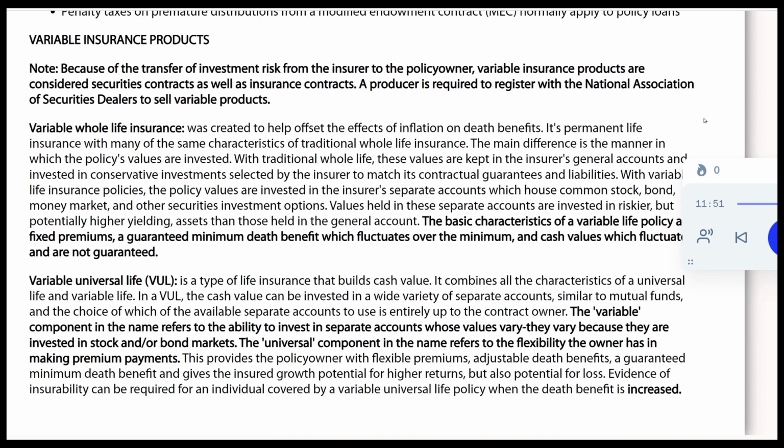Variable universal life, VUL, is a type of life insurance that builds cash value. It combines all the characteristics of a universal life and variable life. In a VUL, the cash value can be invested in a wide variety of separate accounts, similar to mutual funds, and the choice of which of the available separate accounts to use is entirely up to the contract owner. The variable component in the name refers to the ability to invest in separate accounts whose values vary. They vary because they are invested in stock and/or bond markets.